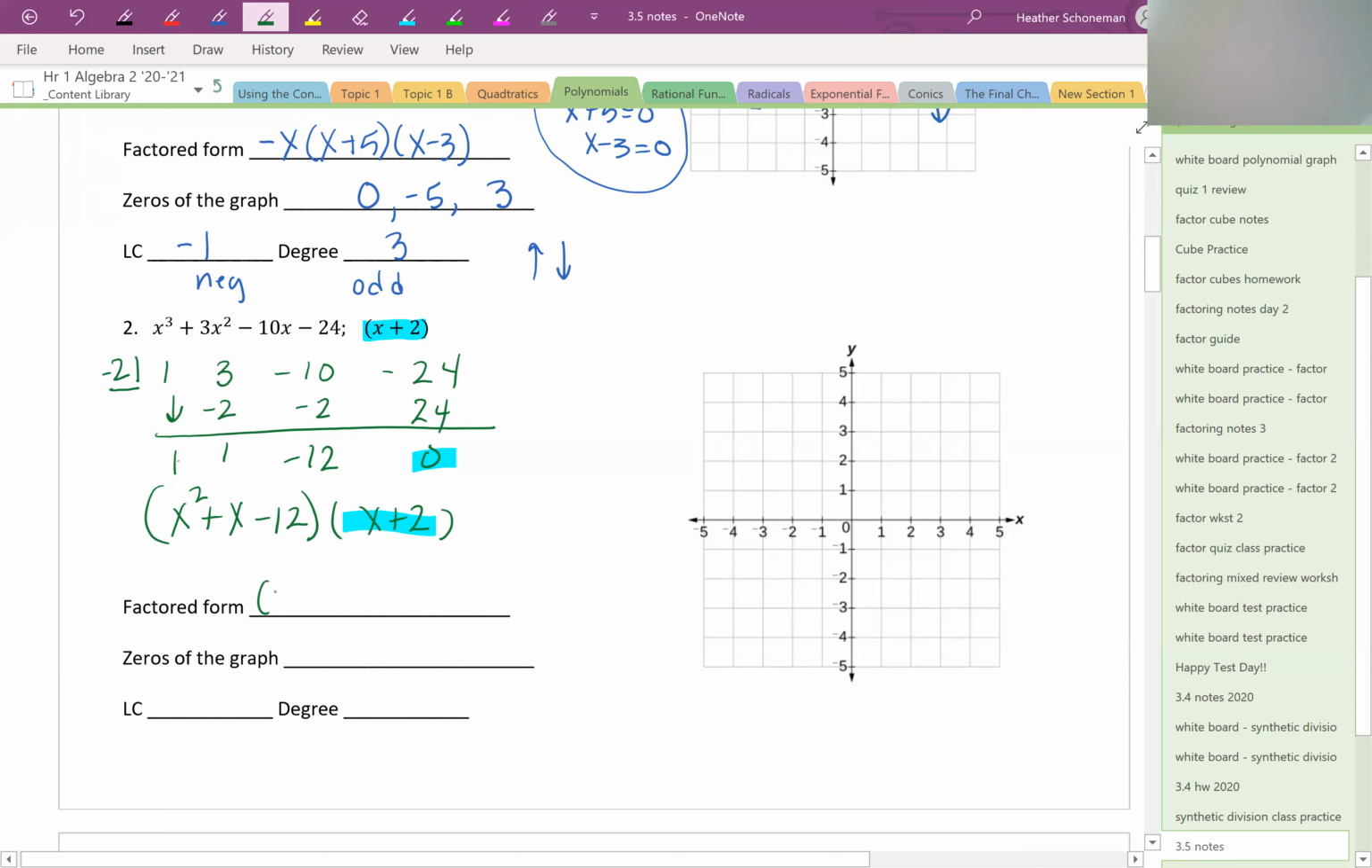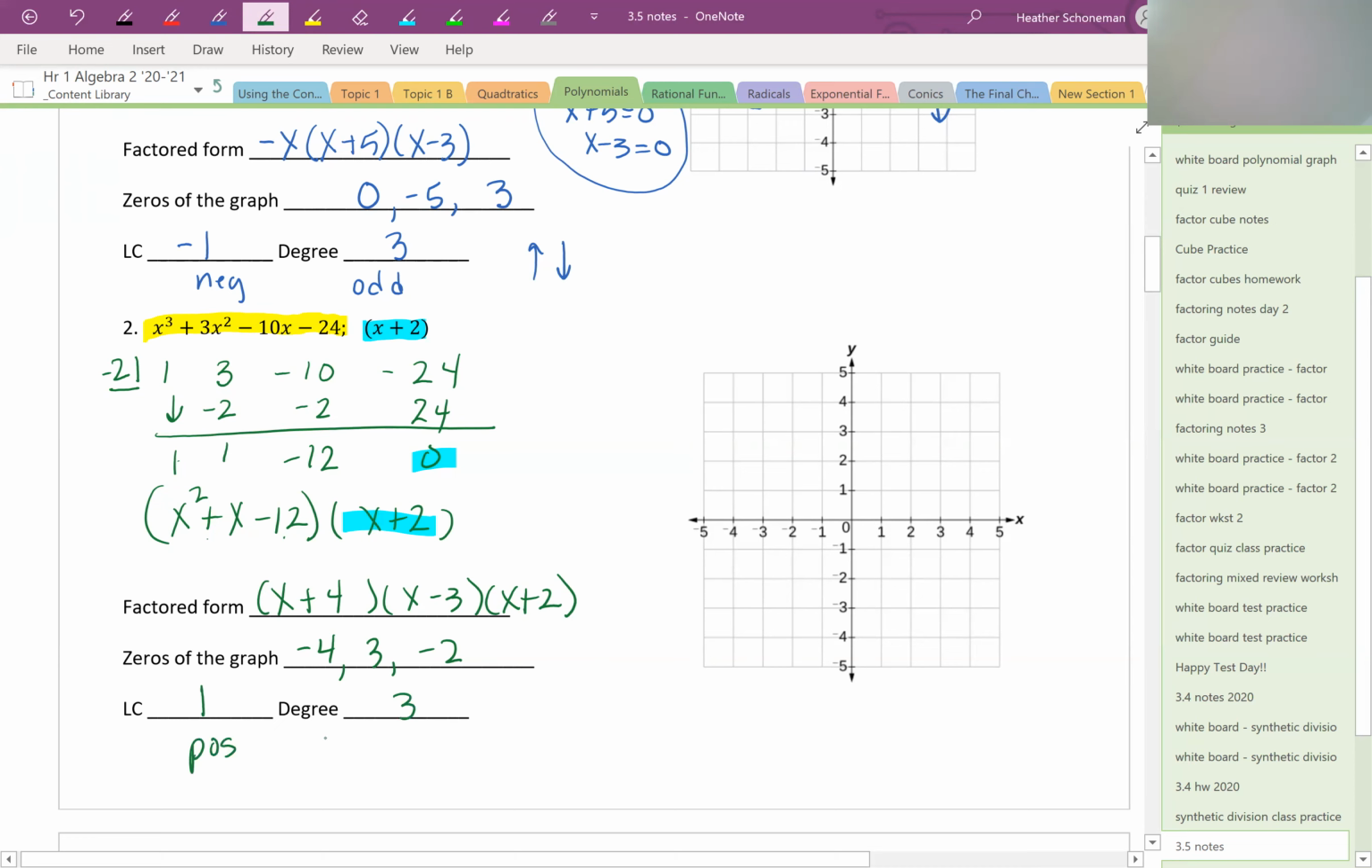The leading coefficient is 1, so I'm going to go straight to my 2 parentheses. And the two numbers that multiply to -12 and add to 1 would be 4 and -3. And then I've got my x plus 2. So now I've got my zeros are -4, 3, and negative 2. If I look at my original yellow polynomial, the leading coefficient is 1 and the degree is 3.